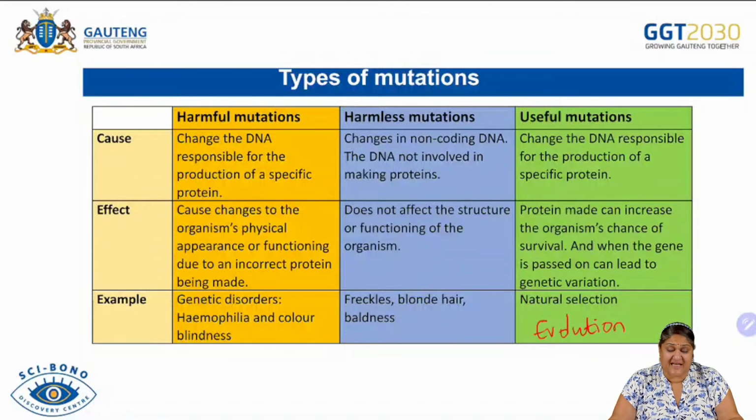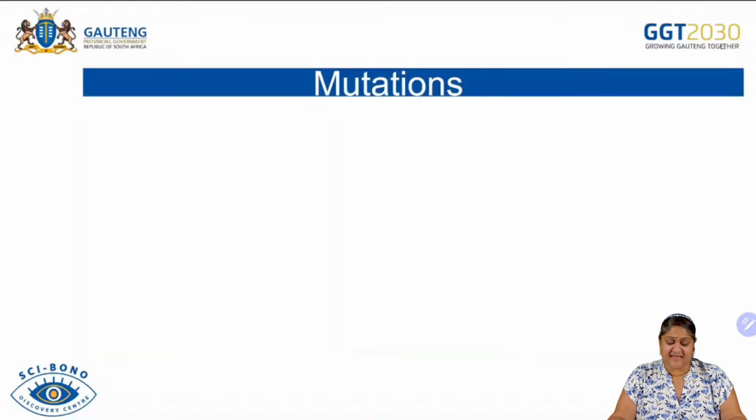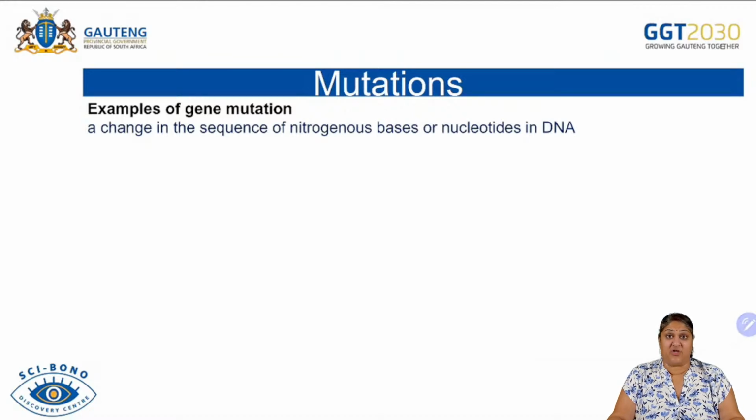They like to ask what type of mutation it is, and they want you to answer that it's a harmful mutation, harmless, or useful. I think the other word they use here is neutral, but the exam guideline is using useful and harmless and harmful, so let's make sure that we know them. Okay, right.